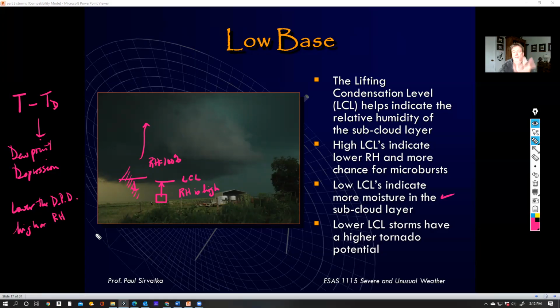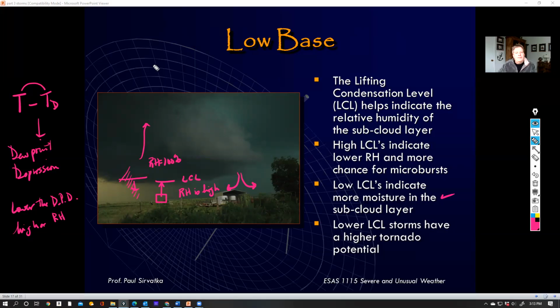Okay? And vice versa. If these two are further apart, the dew point depression is bigger, the difference is bigger, it's a higher dew point depression, and therefore it's a lower humidity. Well, if it's lower humidity, then it's going to have rain that evaporates, which means stronger microbursts and cooler air.